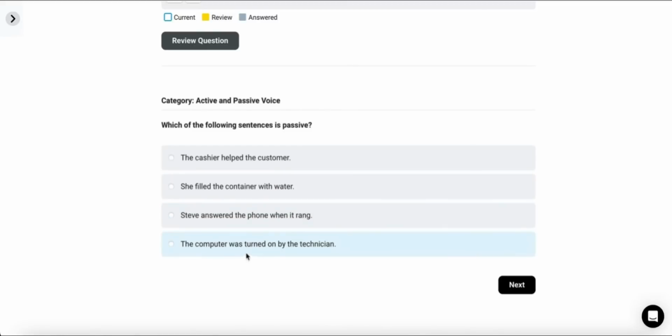The computer was turned on by the technician. In this sentence, was turned is the verb. Subject is computer. But what is doing the turning on? It's the technician, not the computer. Therefore, this sentence is in passive voice. So this is the correct answer. The computer was turned on by the technician.